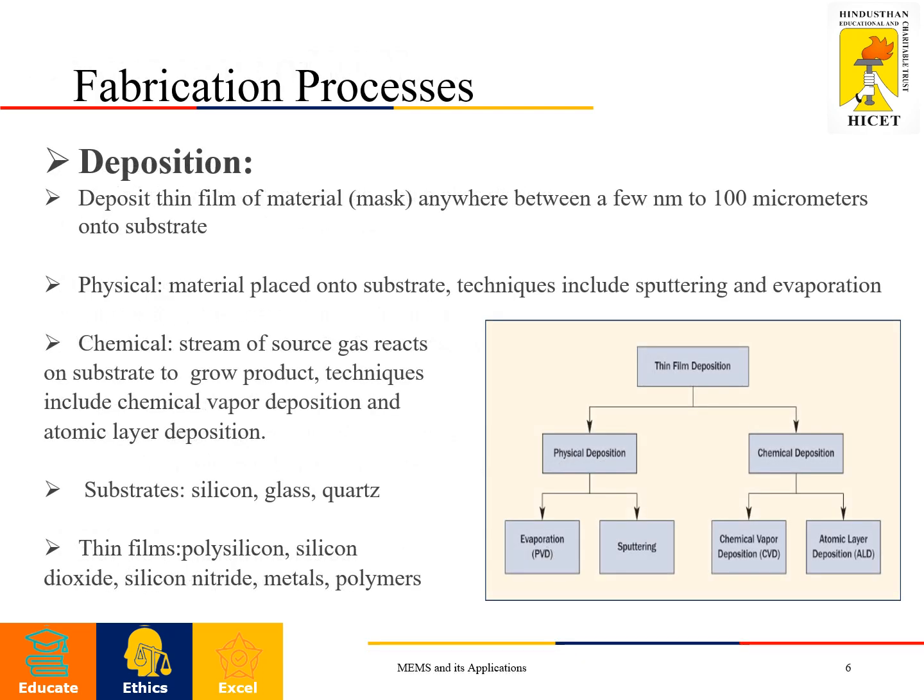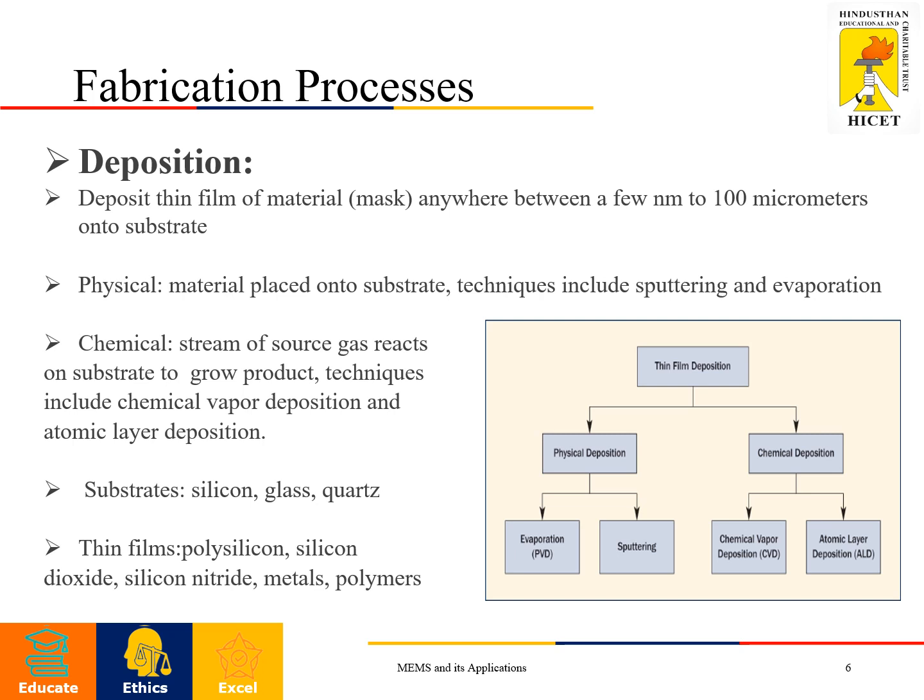Then fabrication, the different types of fabrication processes followed for MEMS. First one, deposition. As per the name itself, it deposits thin films of materials, that is mask layers, to fabricate mechanical elements anywhere between a few nanometers to 100 micrometers onto the basic substrate material. There are two different methods. Physical, where material is placed onto the substrate; techniques include sputtering and evaporation. The second method, chemical, where a stream of source gas reacts onto the substrate to grow a product. Techniques include chemical vapor deposition, that is the CVD process, and atomic layer deposition. These are the two methods followed for the chemical process.